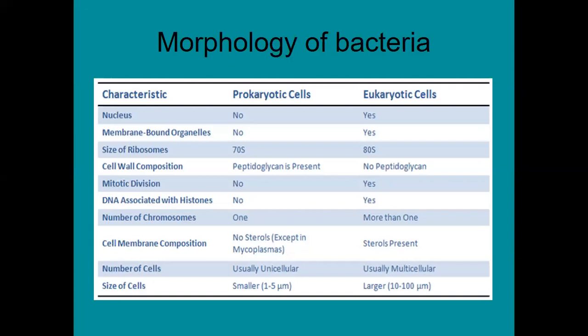So you may get a question like, which among the following are the features of a prokaryotic cell. Something which you should be very familiar with is the ribosome is 70S. The peptidoglycan is present in prokaryotes, single chromosome, single cell, and no sterols in the cell membrane composition except in mycoplasma. This is very, very important for you to understand the basic difference between the prokaryotic cell and a eukaryotic cell.